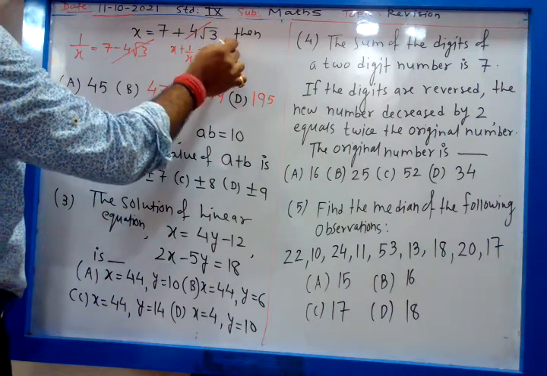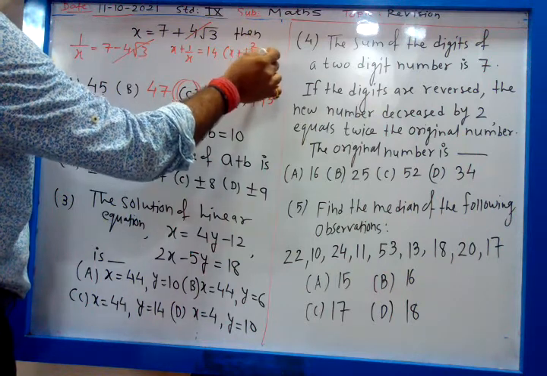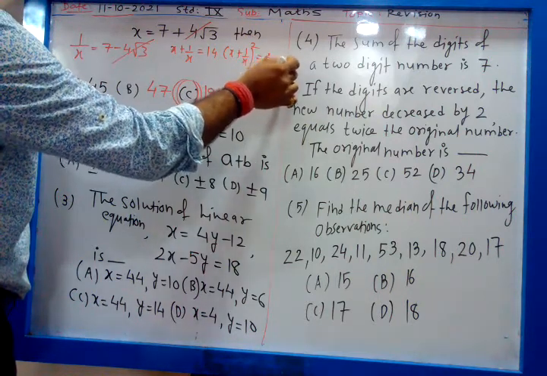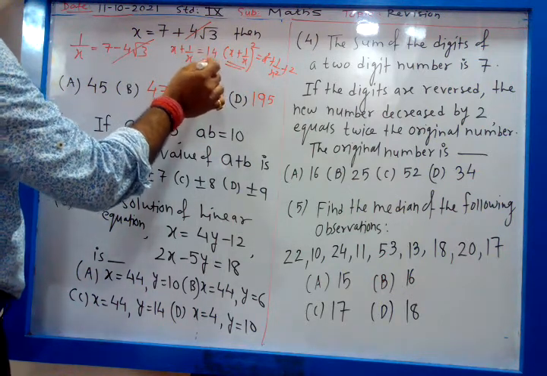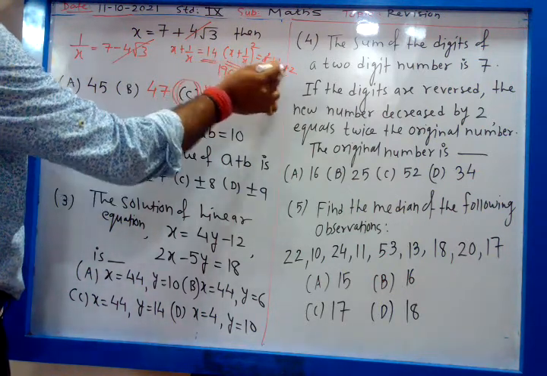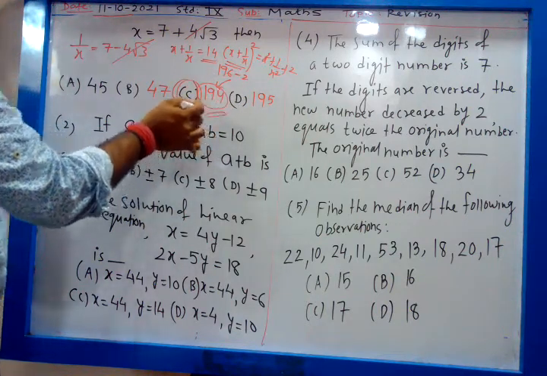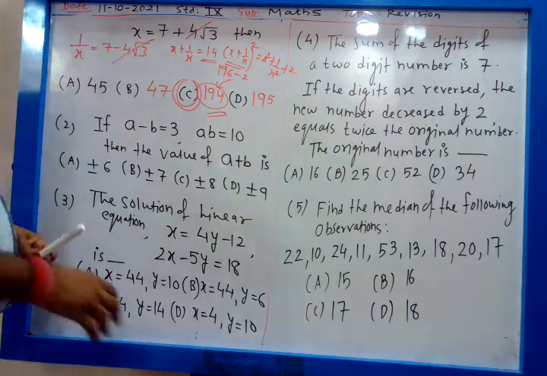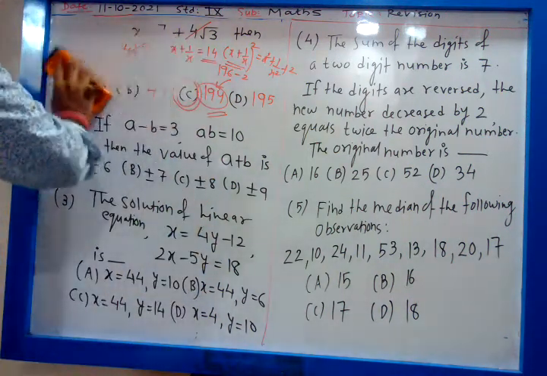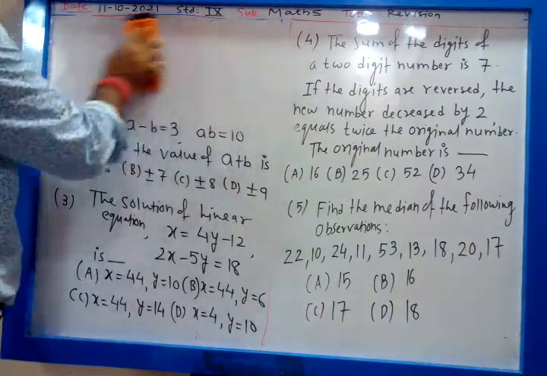So you find x plus 1 upon x whole square. That will be x square plus 1 upon x square plus 2. X plus 1 upon x is 14. 14 square is 196. 196 minus 2 is 194. So answer is 194, which is our option number C. So everybody has given the correct option.